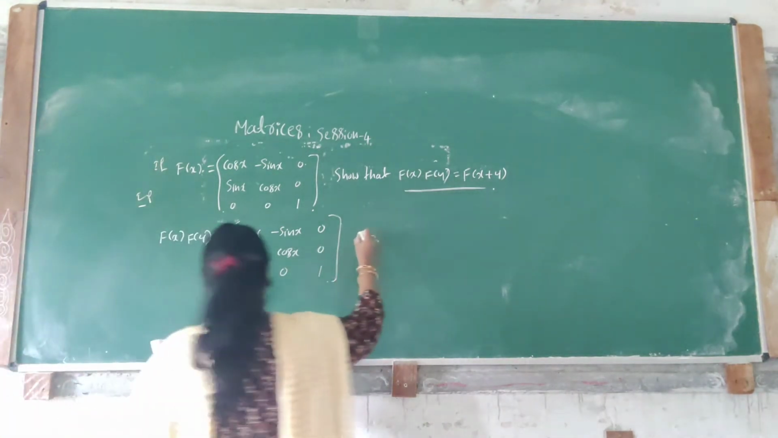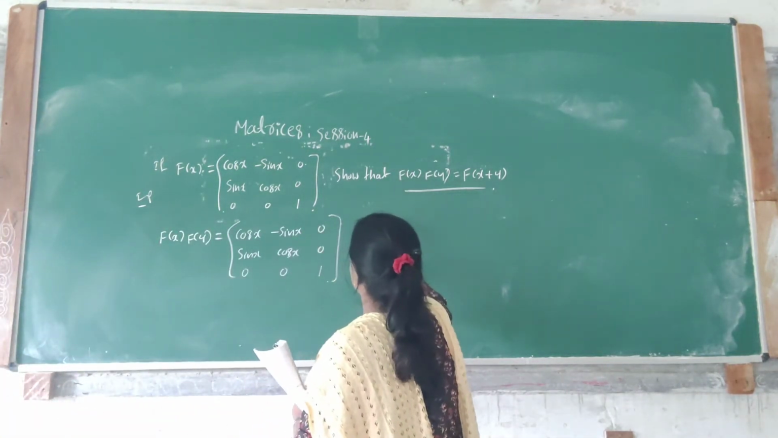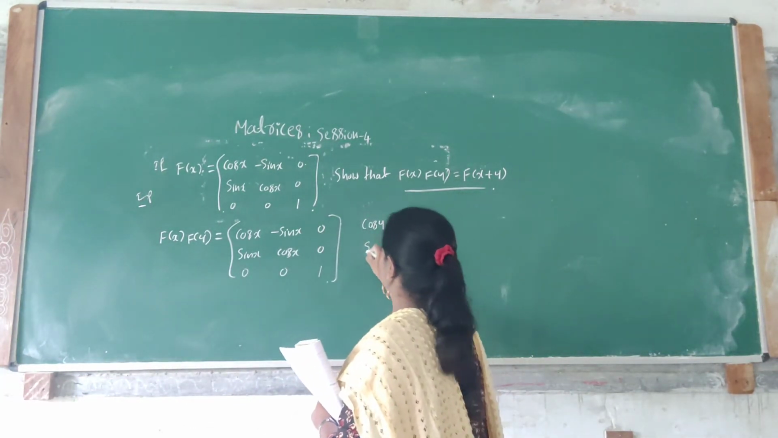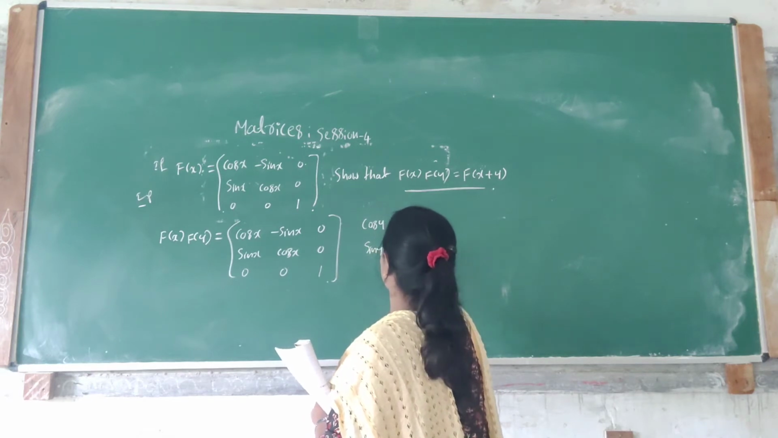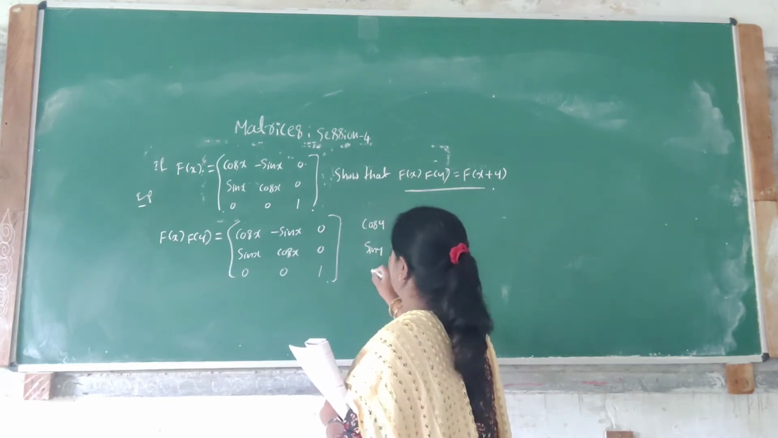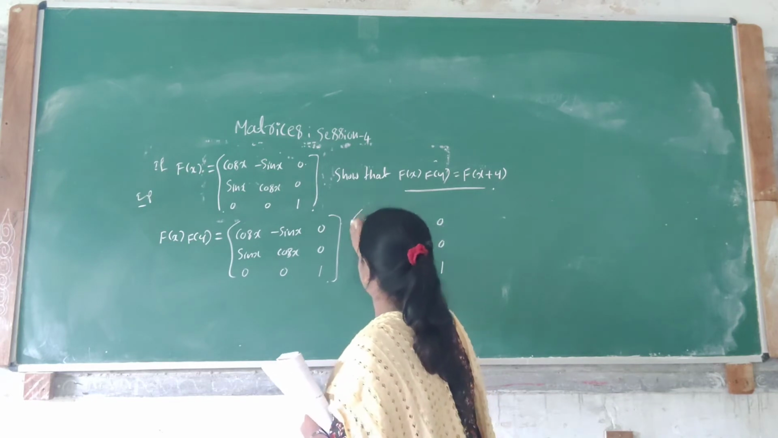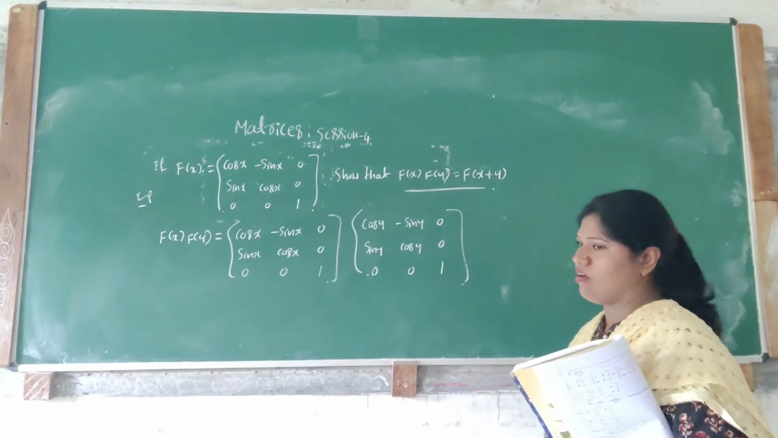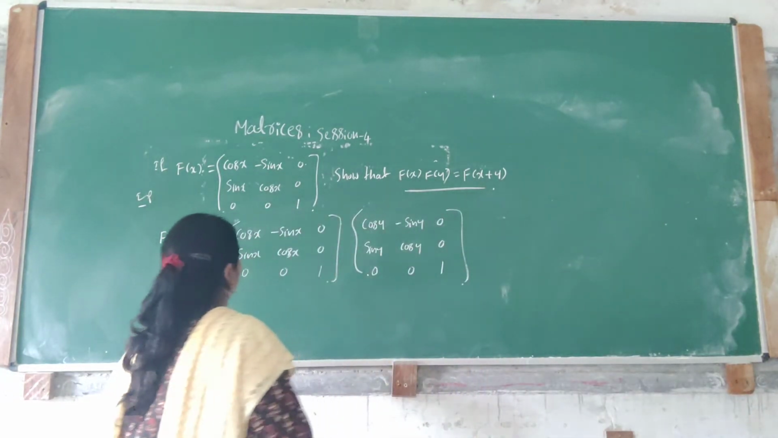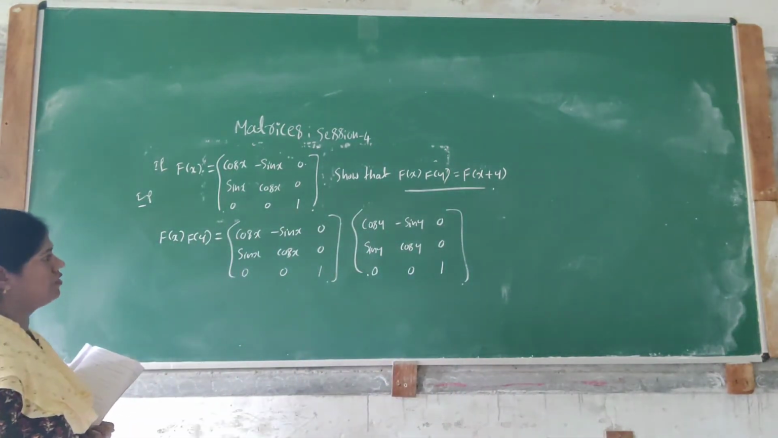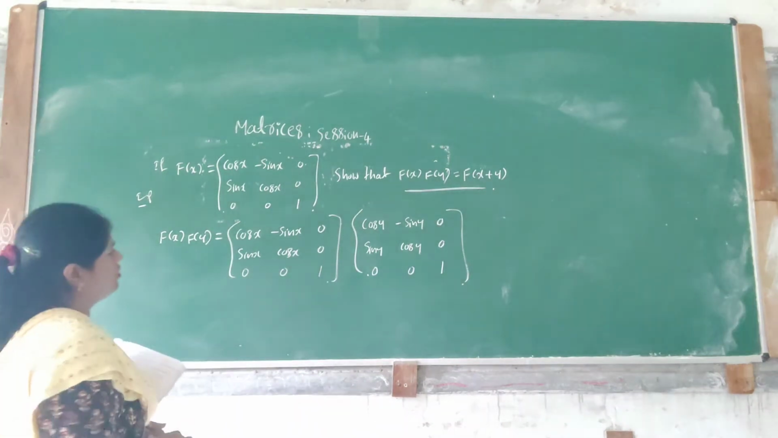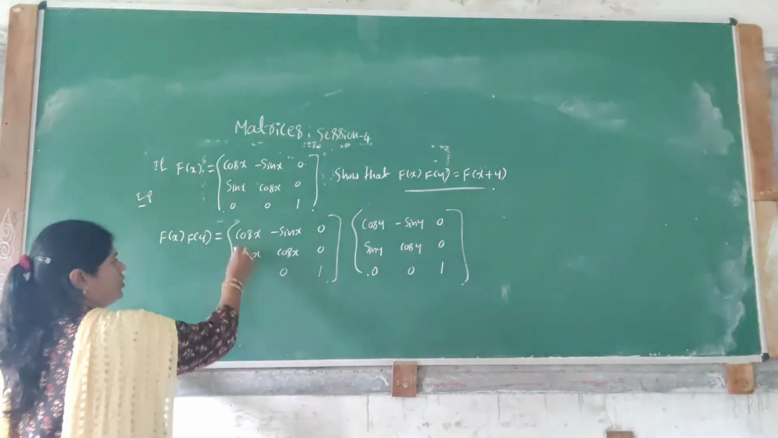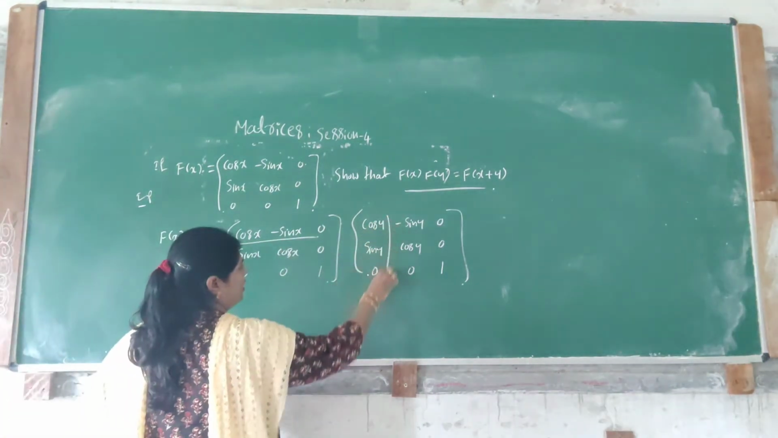What is f of y? F of y is cos y, minus sin y, 0; sin y, cos y, 0; 0, 0, 1. So f of x is cos x, minus sin x, 0, sin x, cos x, 0, 0, 0, 1, and f of y is cos y, minus sin y, 0, sin y, cos y, 0, 0, 0, 1. So this is the first row. We have to make the first column.